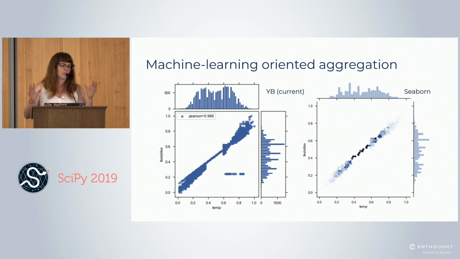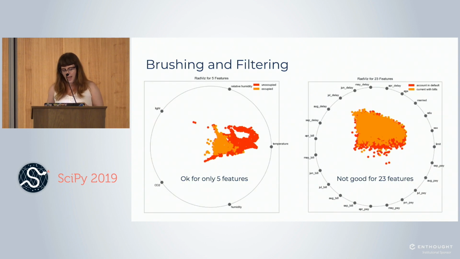So in terms of what's on the roadmap, really quickly, one of the things that we want to do better at is machine learning oriented aggregation. I think that Seaborn does a really nice job at this, using things like Hexbin as a way to aggregate large amounts of data in a small space without sacrificing insight.